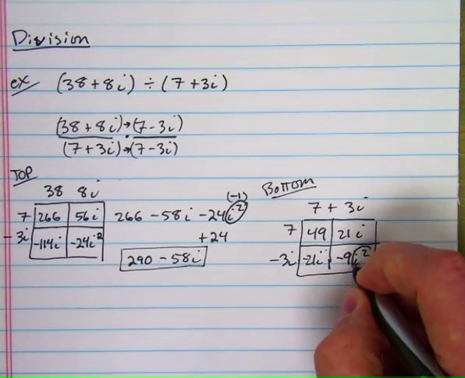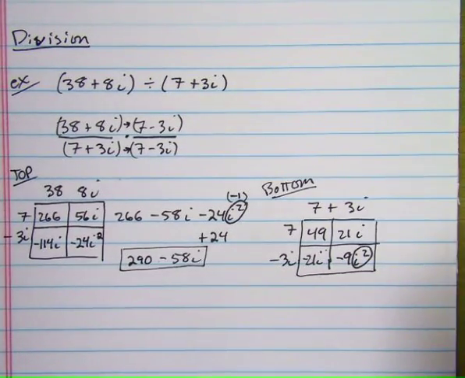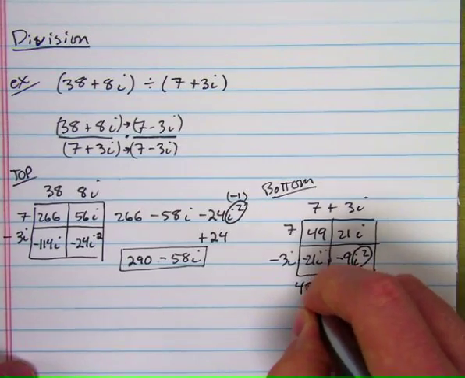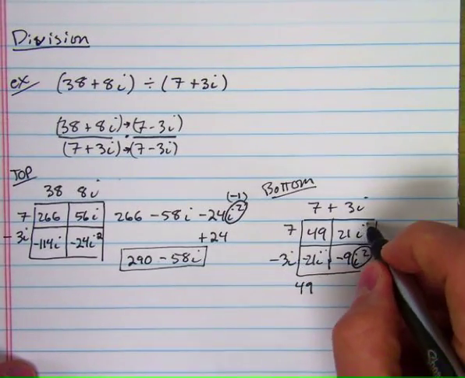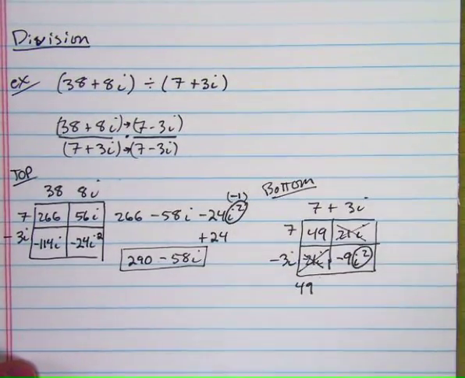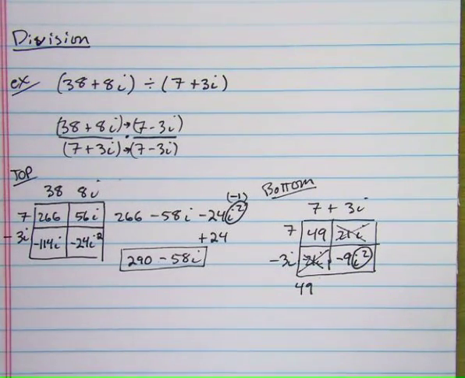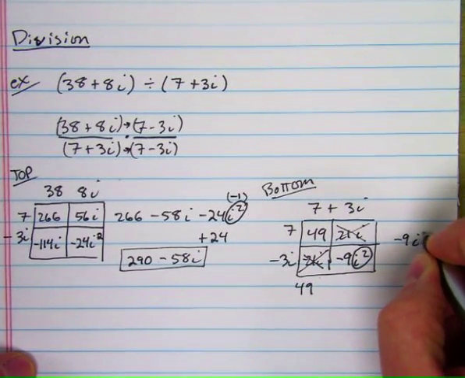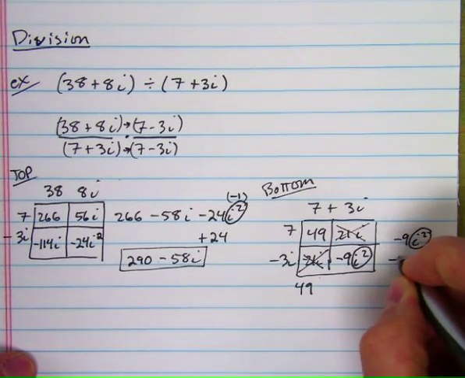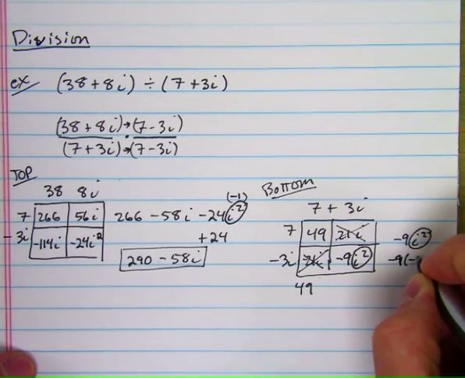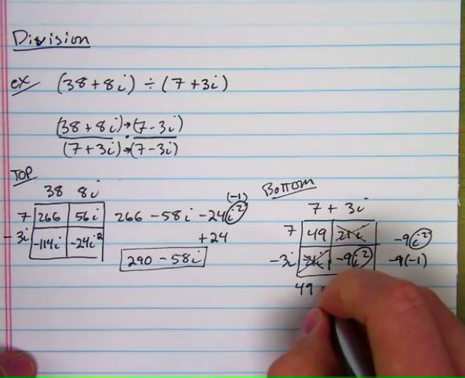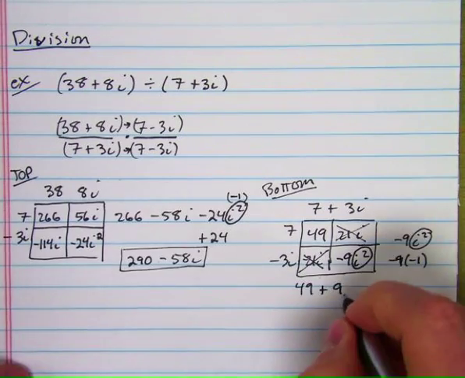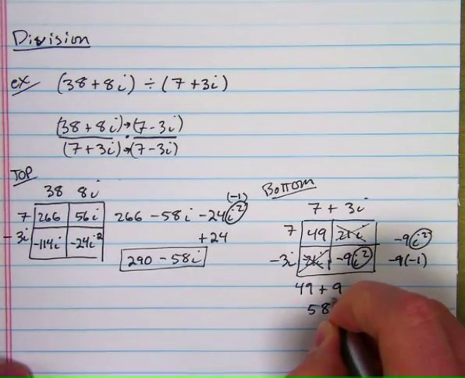Now i squared, though, is negative 1, remember. So when I write this out, it would be 49. These are going to cancel out because they're the same. Well, they're opposites and the same value, just opposites. Here, if I have negative 9i squared, that is the same as negative 9 times negative 1. So we're actually going to be adding a 9. And that really is 58.